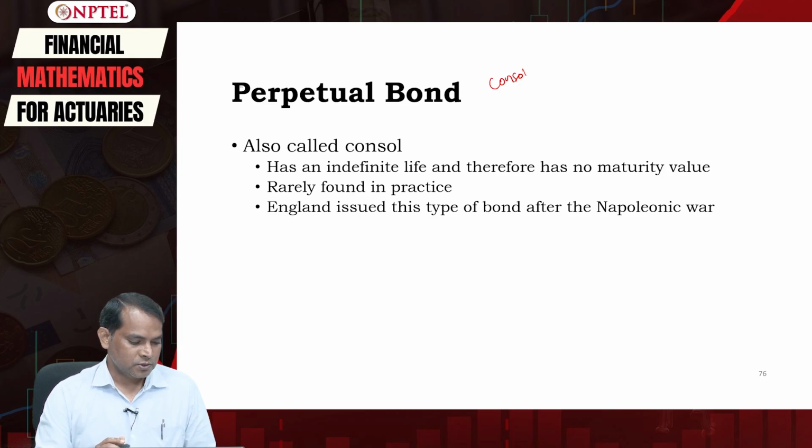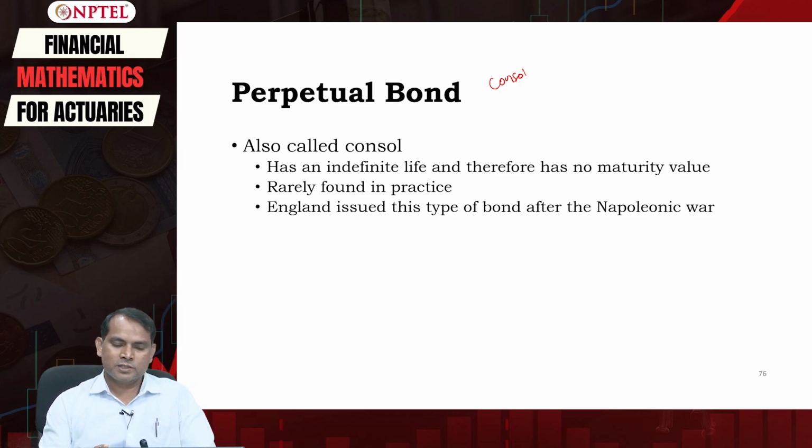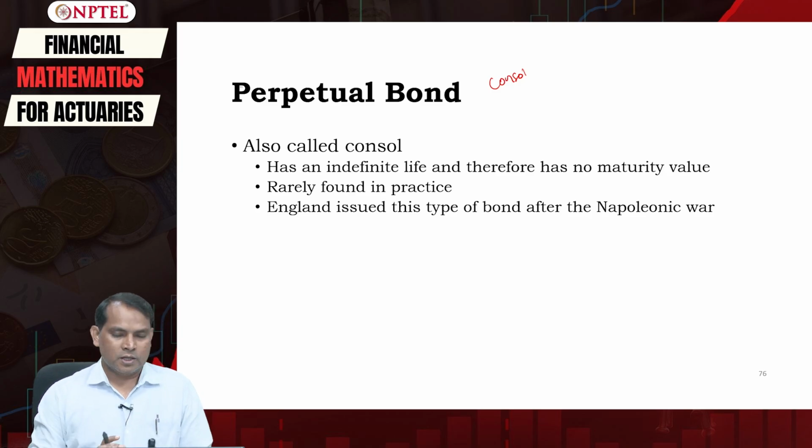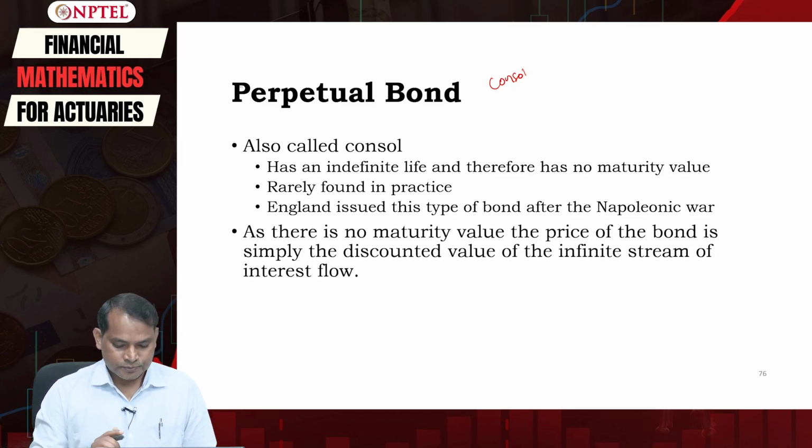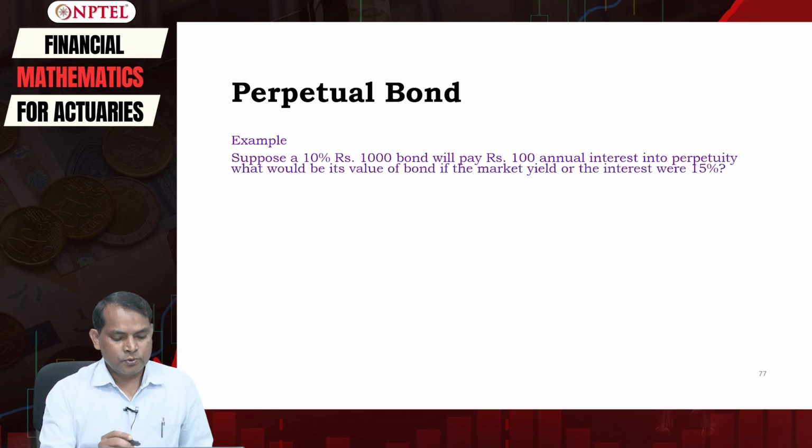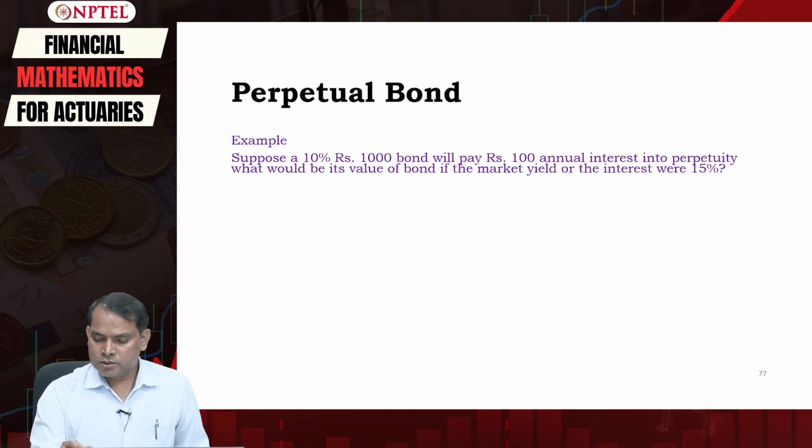So even though it rarely exists, sometimes a country uses it. In the case of perpetual bonds, as there is no maturity value or terminal value, the price of the bond is simply the discounted value of the infinite stream of interest flow only. For example, suppose a 10% bond with a 1000 rupees face value will pay 100 rupees annual interest into perpetuity.